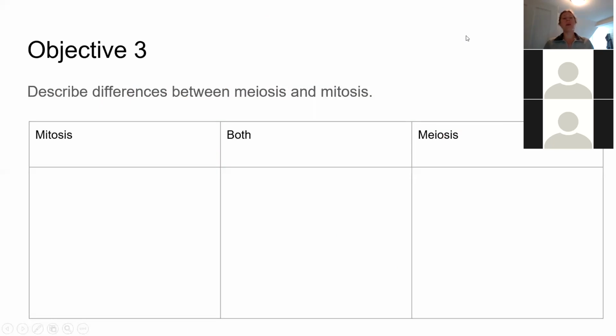Objective 3 is to be able to compare and contrast mitosis and meiosis. So again, this is one reason why it's good to know about mitosis beforehand. So if we take a look at this, and again, this looks really good as a Venn diagram too. It doesn't have to be a table, but it's a little easier to make a table on a PowerPoint. Okay, both of these processes are cell divisions.